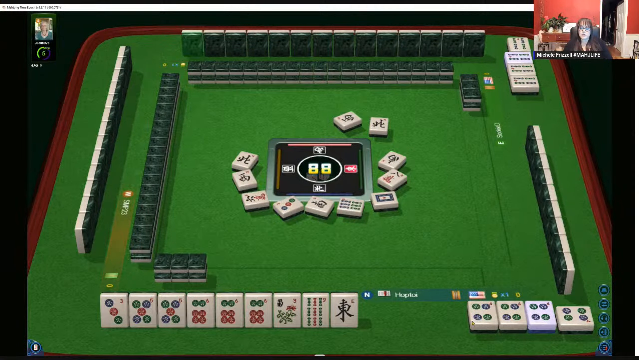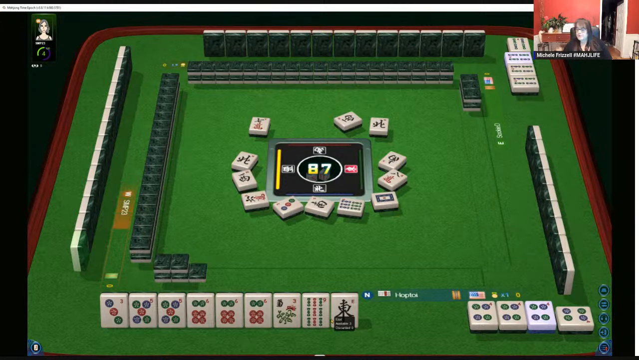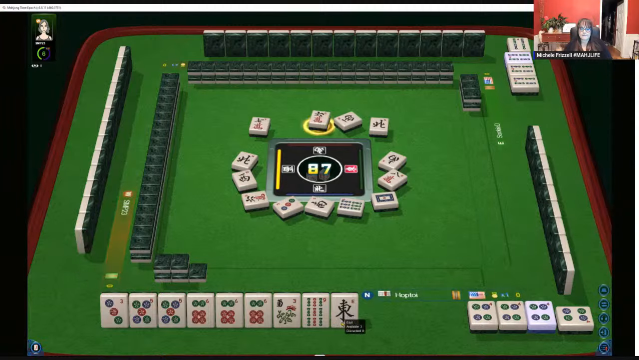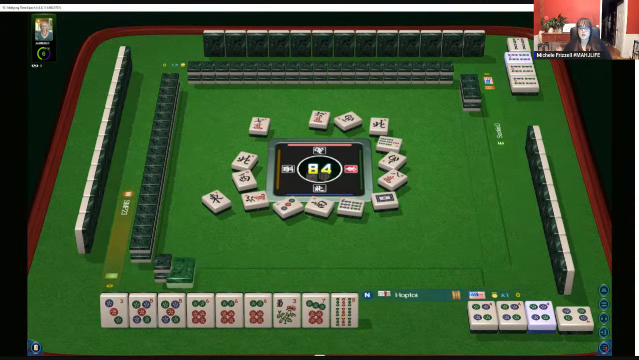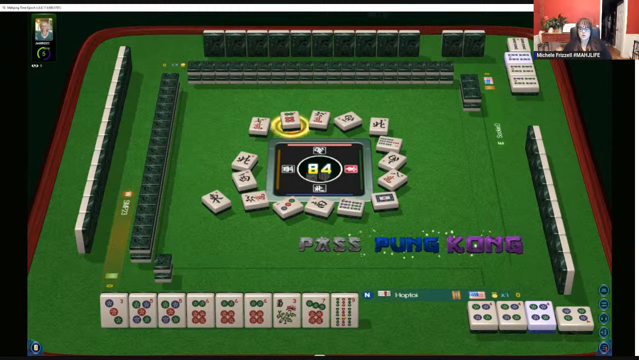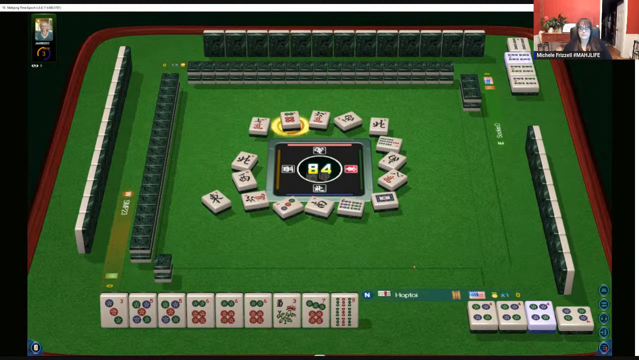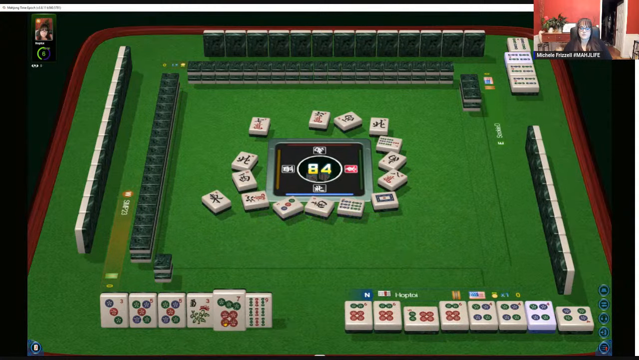Okay, so there are two jokers up for grabs. Seven characters. Let's hope we get one of those. Six characters. A seven. East wind. We don't need a seven. We're committed with our bamboos. Four dot. Six dots. Let's kong. Kong. Let's throw the nine.